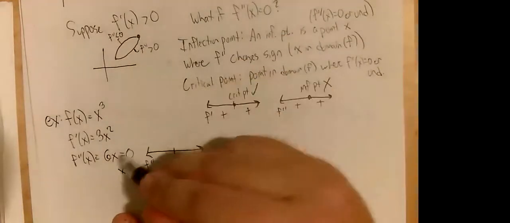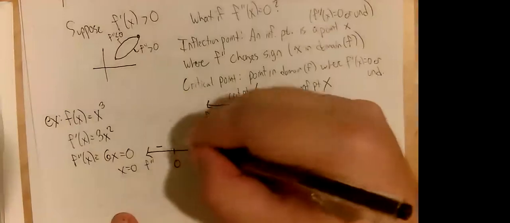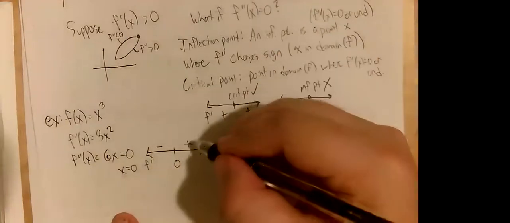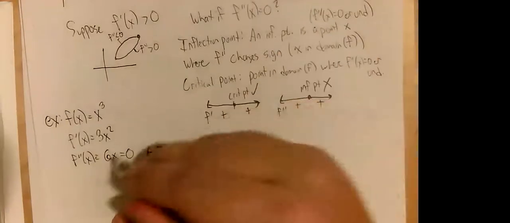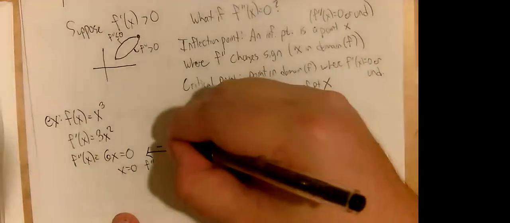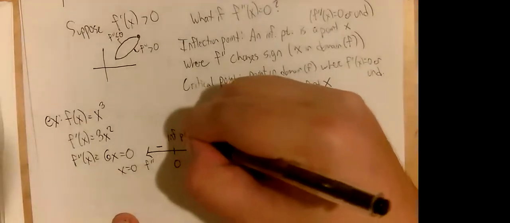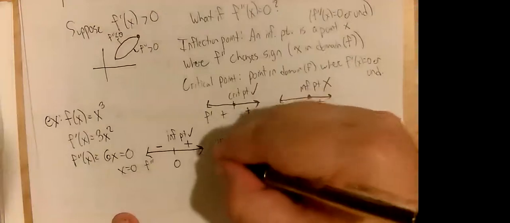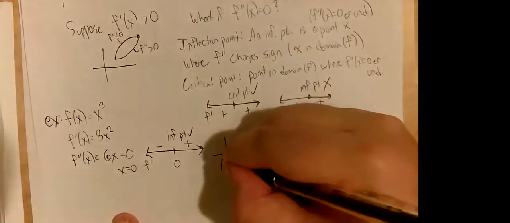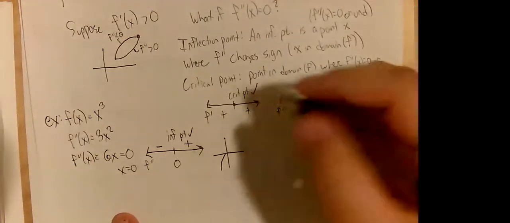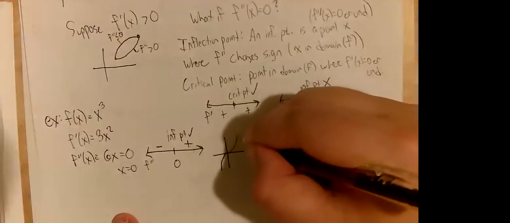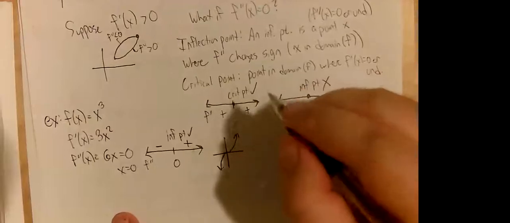If we put in a negative value in for 6x, it's going to be negative. And if we put in a positive value for 6x, it's going to be positive. So this is an inflection point. And you can see it on the graph of x cubed. We're going to be concave down, and then we're going to be concave up afterwards.